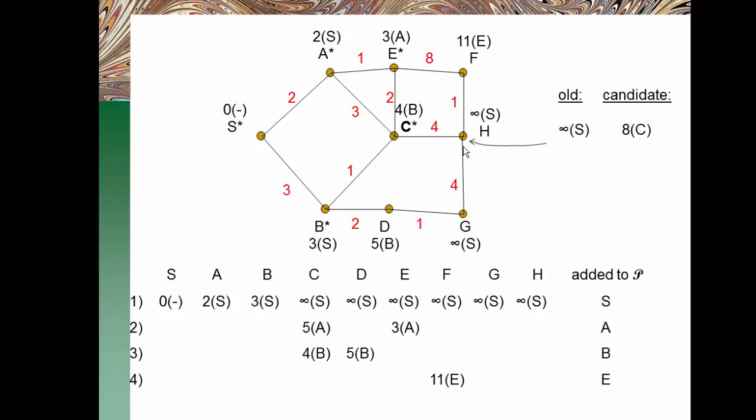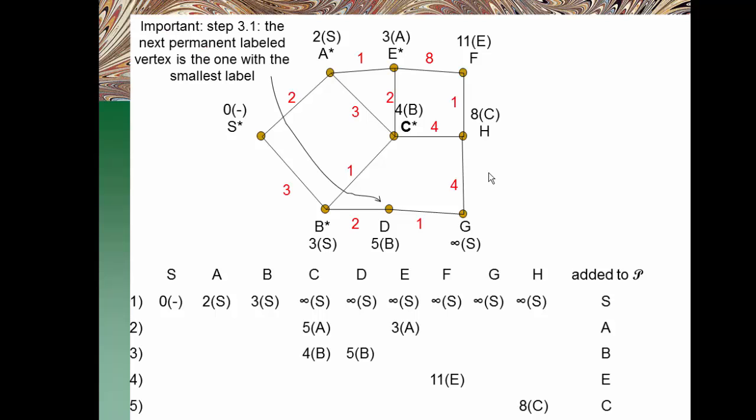We look at the adjacent vertices to C, and that's only H. Notice that E, A, and B are also adjacent vertices, but they already have the permanent labels, so we don't consider them. At H, the current label is infinity, the candidate is 8, because it's 4 plus 4 here, and we're going to replace it because 8 is better than infinity. C is added to the list of permanently labeled vertices.